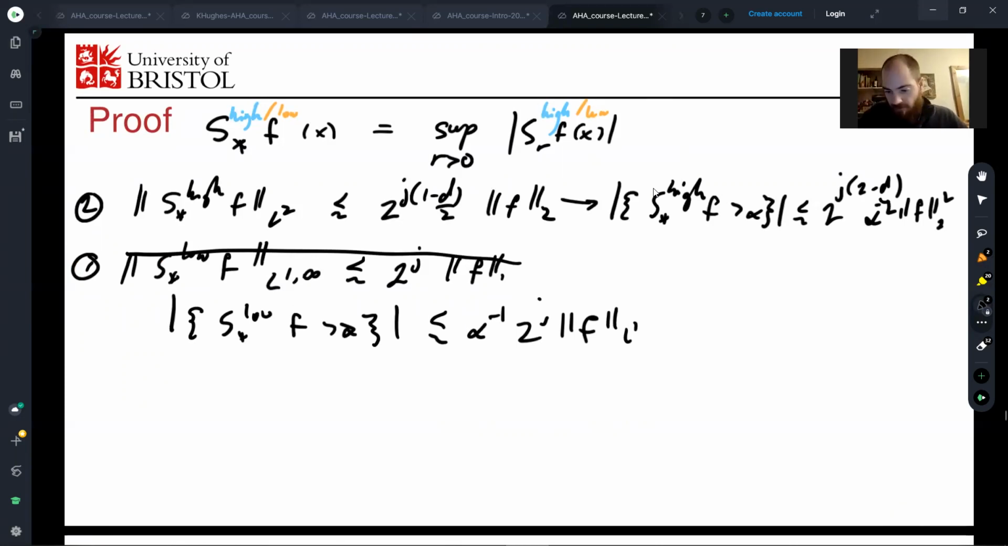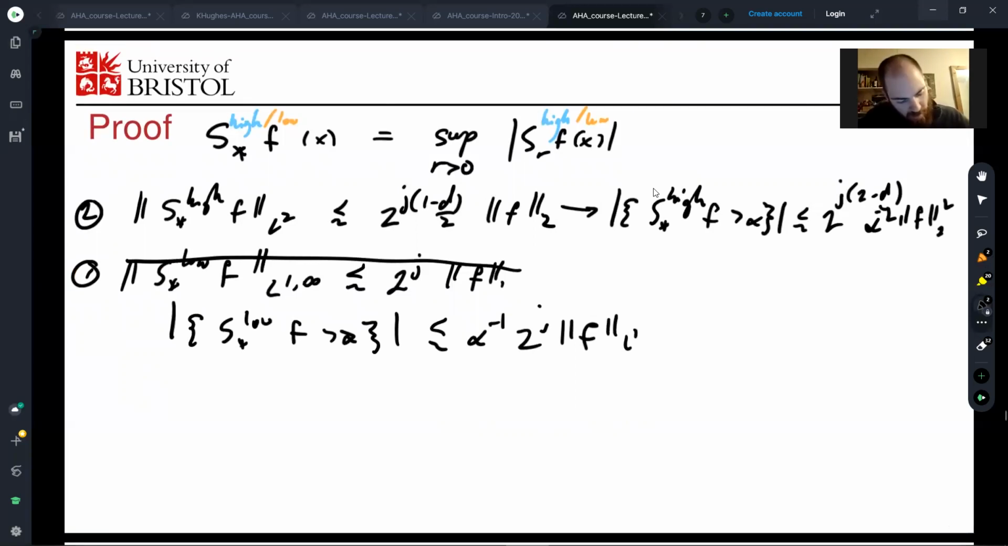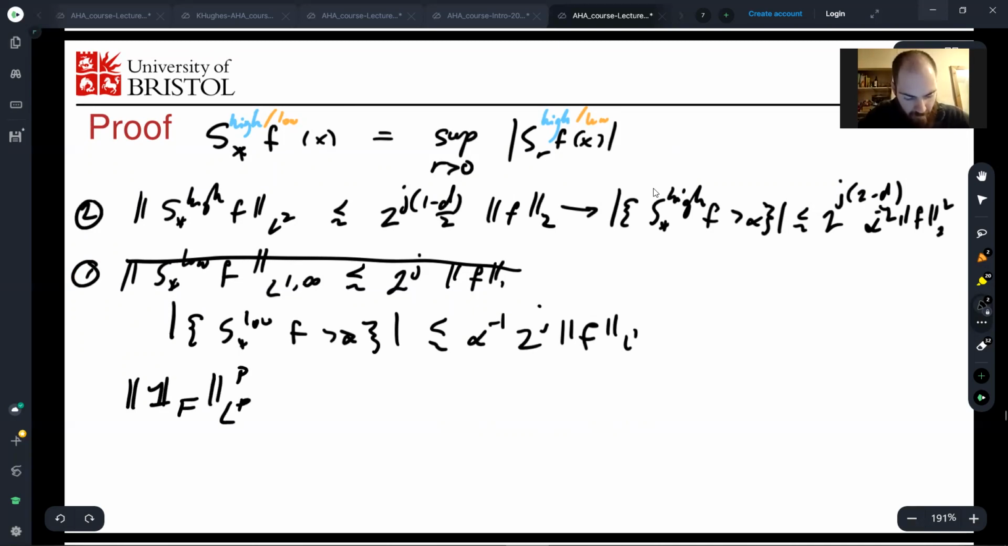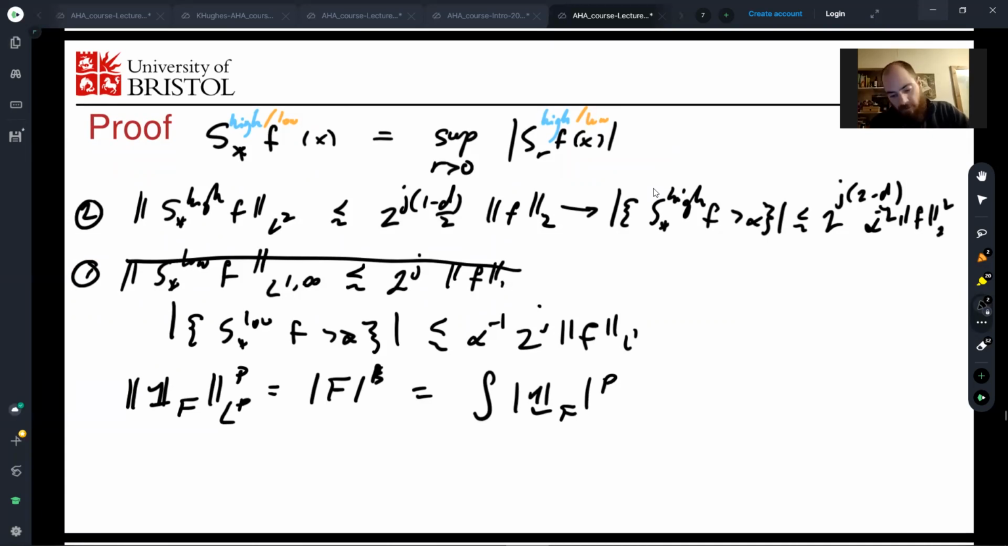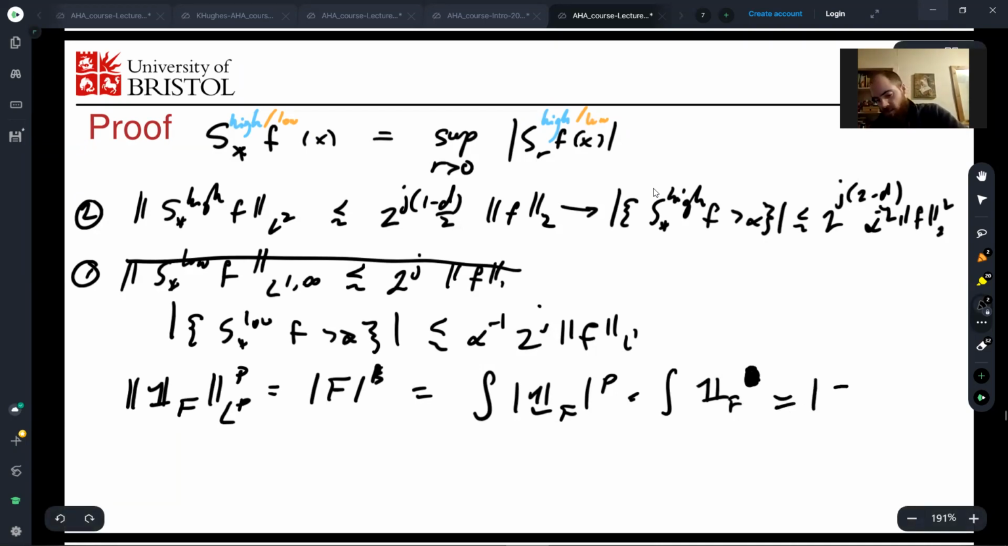So let's combine these. And the cool trick here is the very simple observation that the Lp norm of the characteristic function of a set is actually just the Lebesgue measure of that set. The Lp norm to the pth power is just the Lebesgue measure of the set. You see that immediately by just writing down the definition. This is the integral of the characteristic function to the p, but that's a non-negative function, and it's either 1 or 0, so that p doesn't matter. And that's just the size of F.